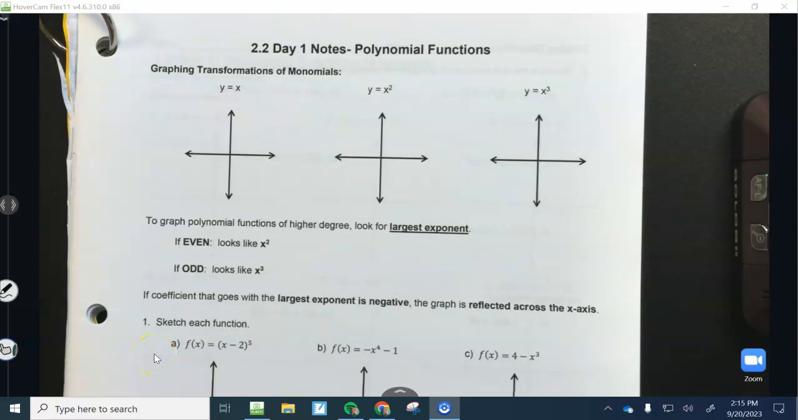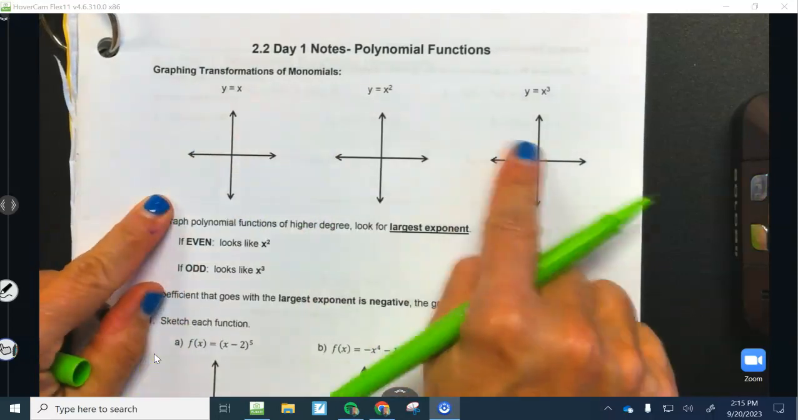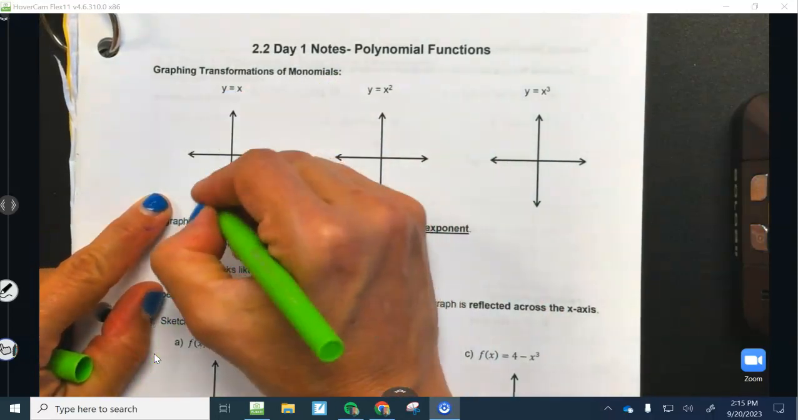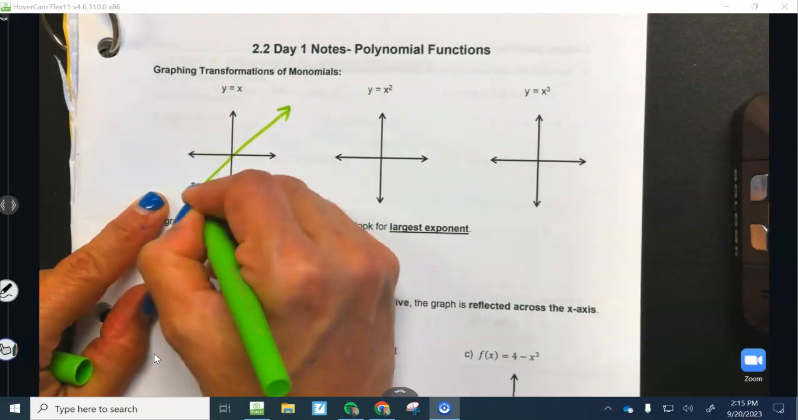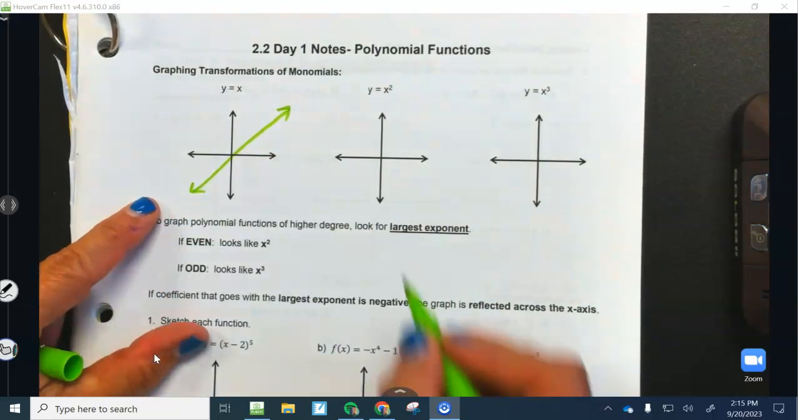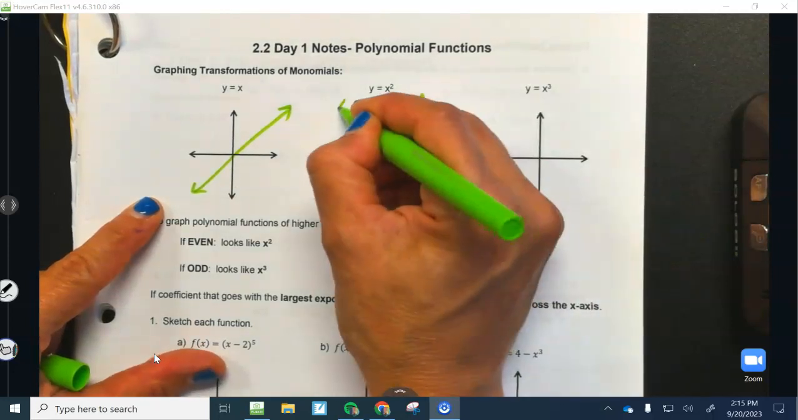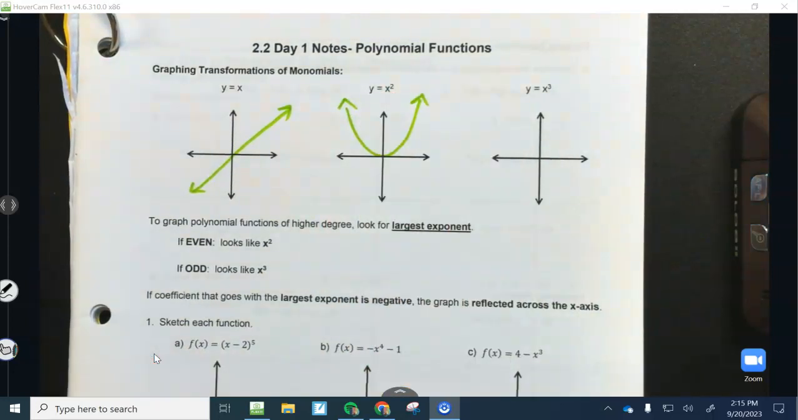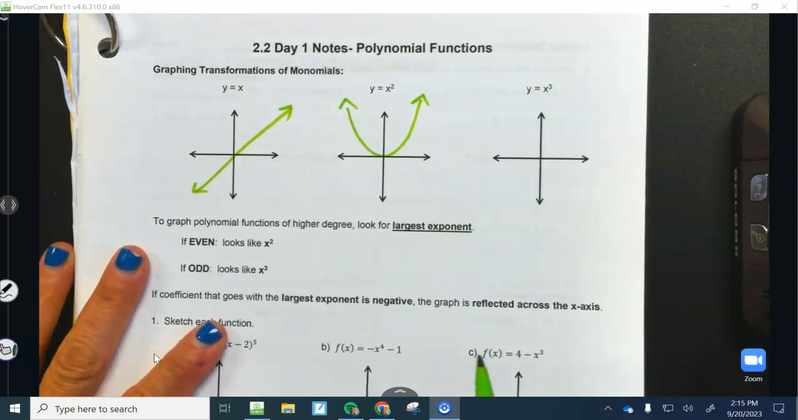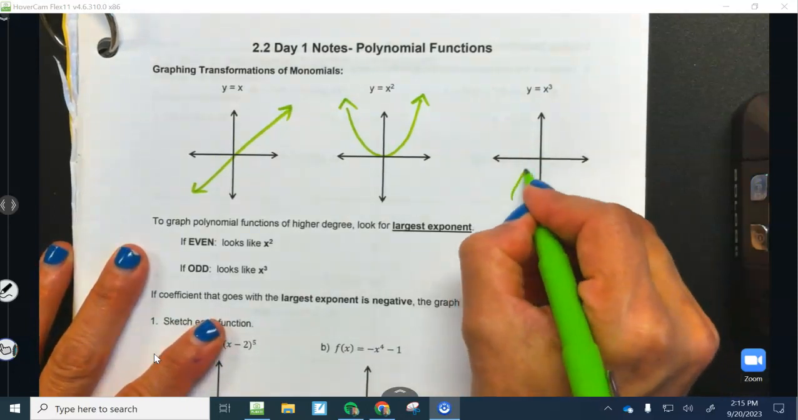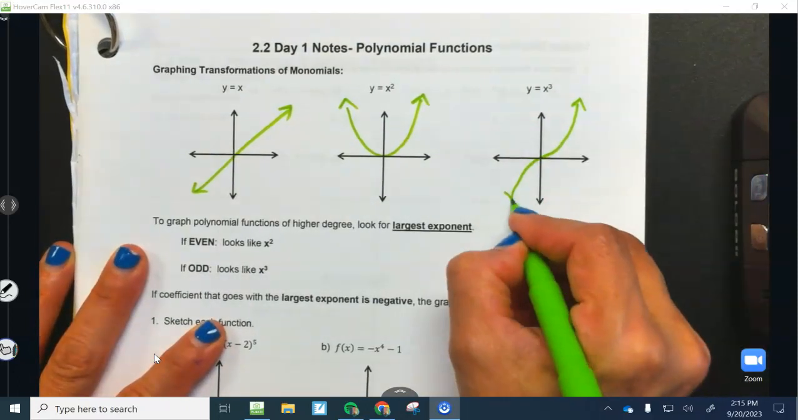Polynomial graphs? Pretty easy. So here's what's going to happen. Let's graph what these look like. Y equals x. Y'all remember that's just the linear parent function. Y equals x squared. That is a parabola. And then y equals x to the third. The cubic looks like this.